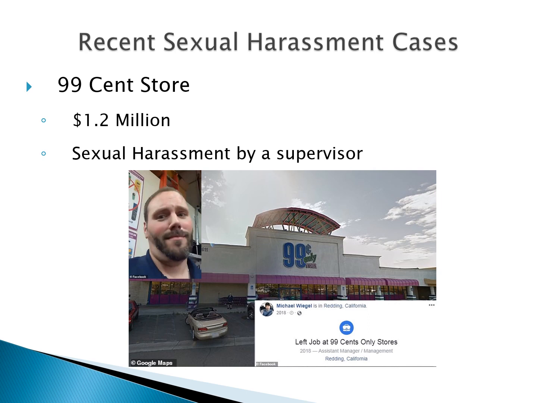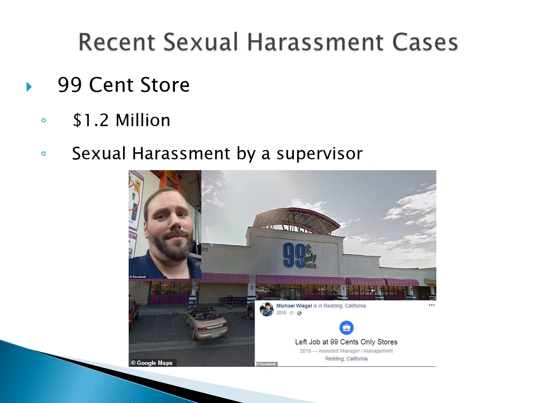So I wanted to bring up a recent sexual harassment case that is pretty interesting. It is a case dealing with the 99-cent store, and it was sexual harassment by a supervisor. So in 2018, two former employees at the 99-cent store in Redding, California, filed complaints with the DFEH alleging that their supervisor sexually assaulted them in the walk-in freezer located at the back of the store and also subjected them to other forms of sexual harassment.